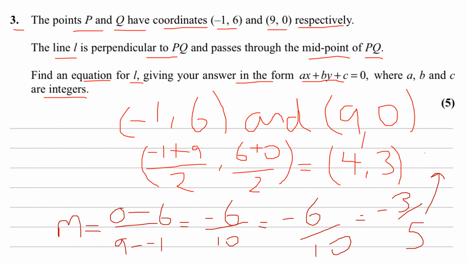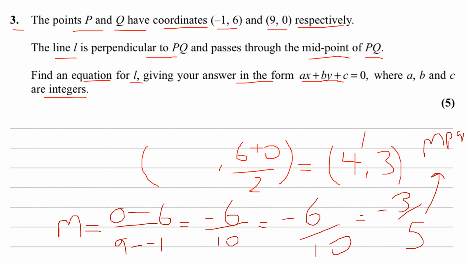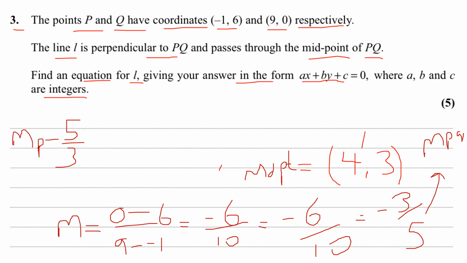So I'll just put m of PQ. We want the perpendicular gradient of PQ, so that's going to be the negative reciprocal. Let me delete this now so we've got a bit more space. Let's keep the midpoint there. The negative reciprocal of -3/5 becomes minus 5/3, becomes positive 5/3. So the perpendicular gradient is going to be 5/3.